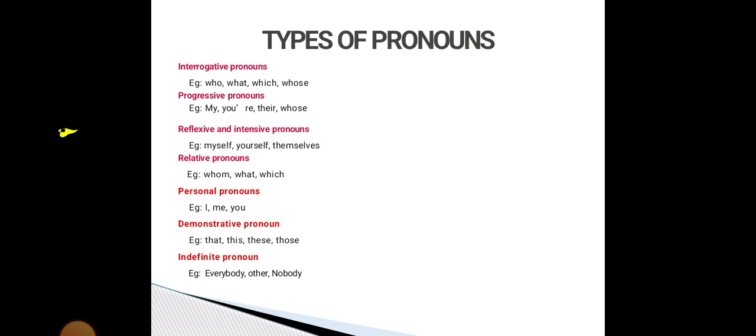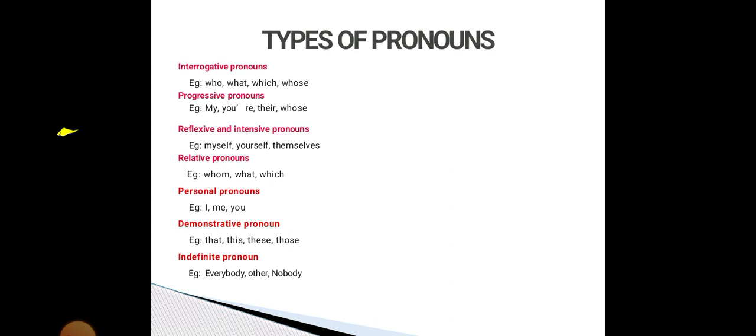While asking questions, we can use the WH questions, so we can use the words who, what, which, whose. Next, we can see about the possessive pronoun. Examples of the possessive pronoun are my, your, their, whose. These words come under possessive pronoun. Next, we can see reflexive and intensive pronouns. It means myself, yourself, themselves. These words come under reflexive or intensive pronouns.